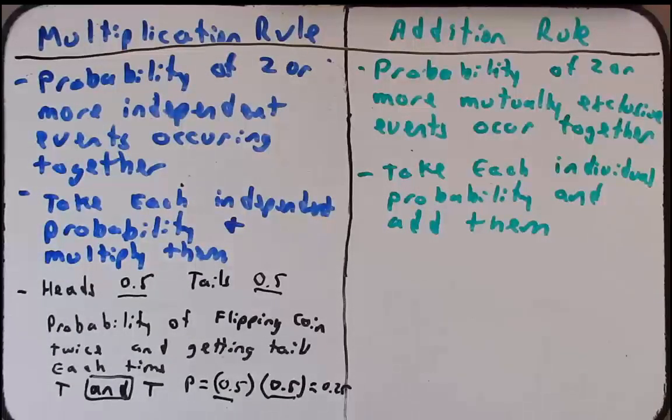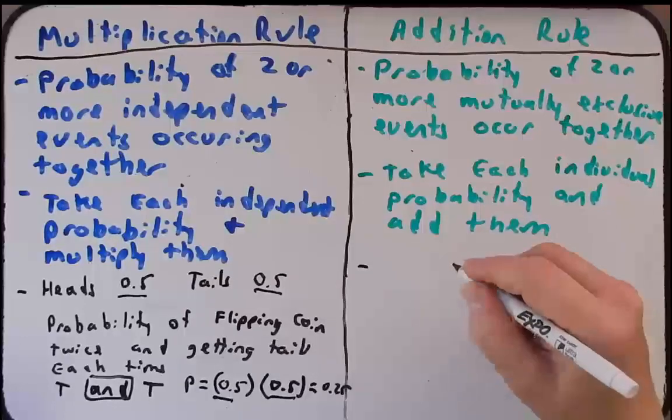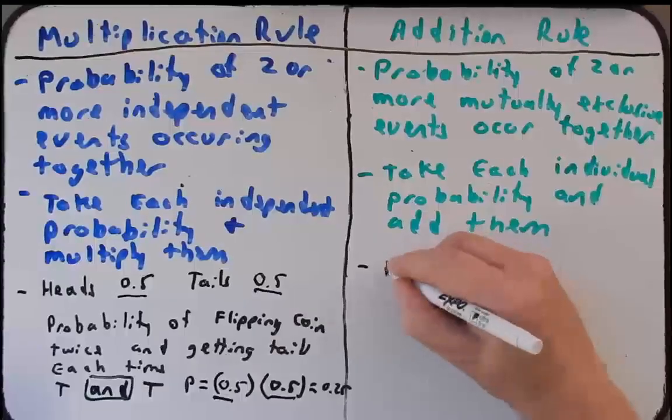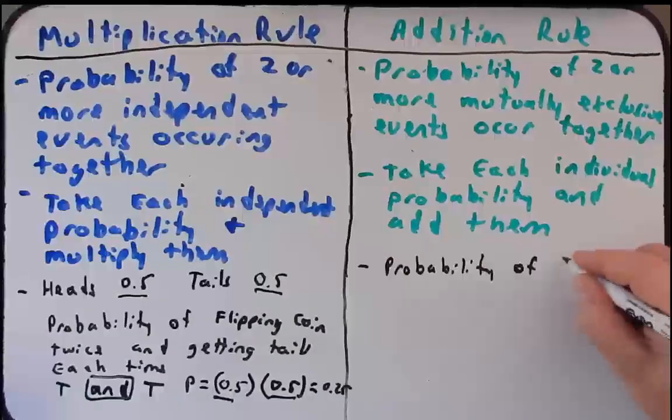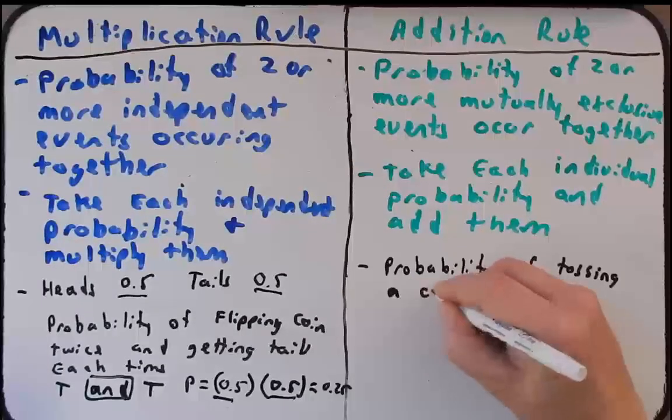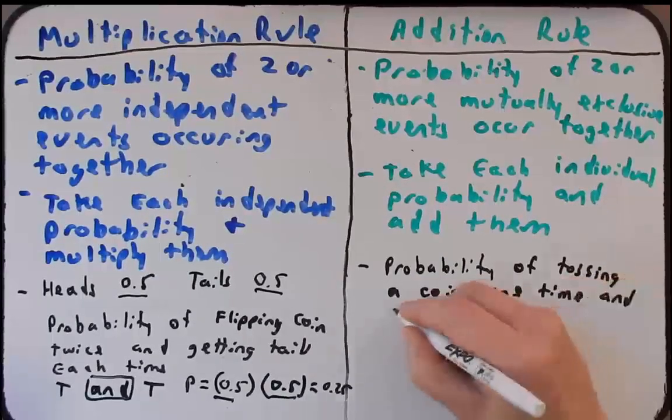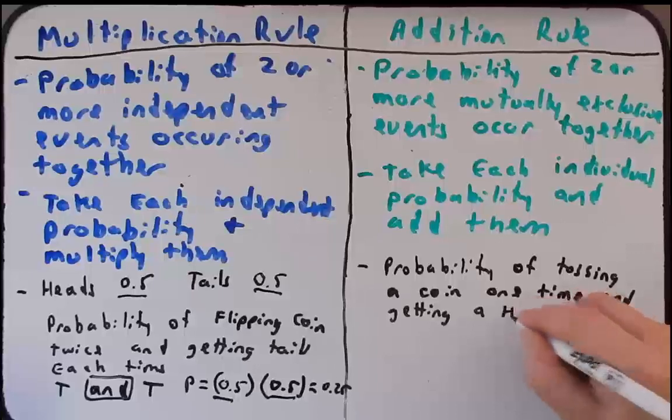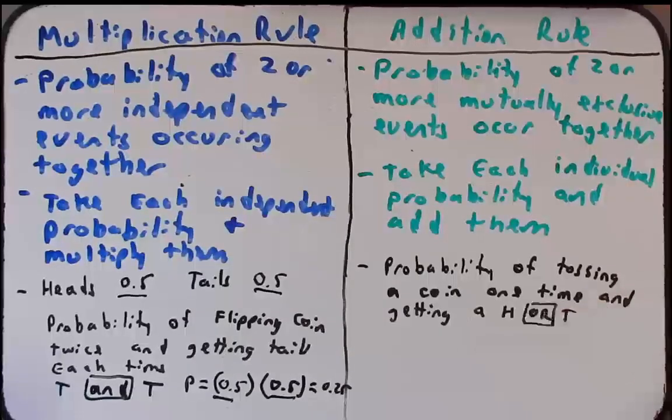Now let's think about the addition rule. The addition rule will help us solve a problem like this. What's the probability of tossing a coin one time and getting a heads or a tail? The key to this question is the word "or," just like we see "and" over here. "Or" is the signal that we're going to use the addition rule.